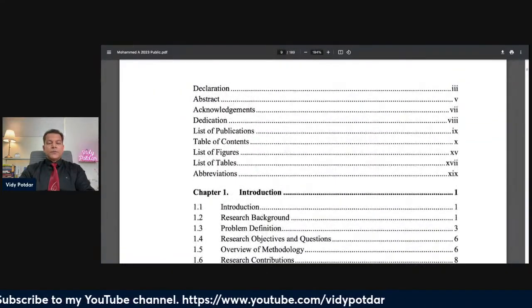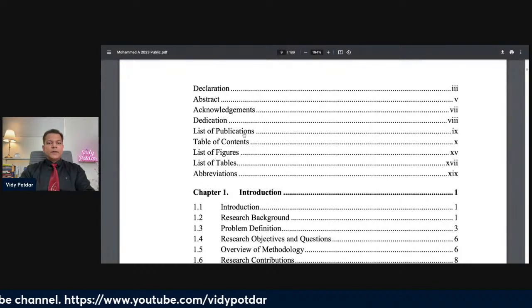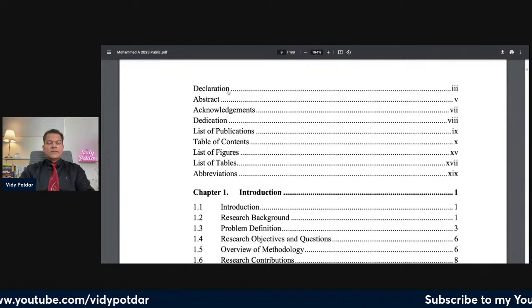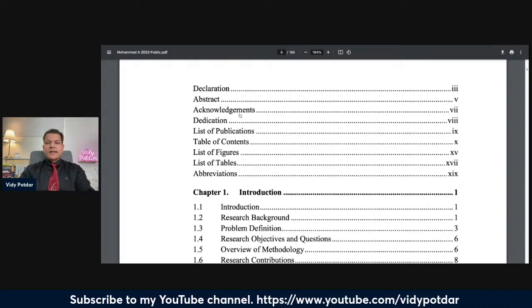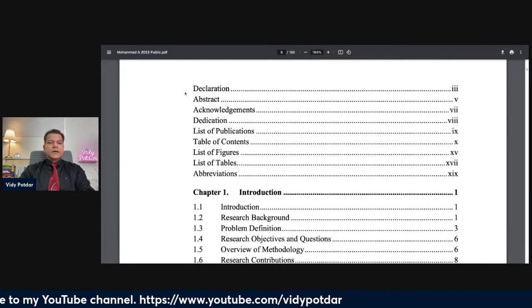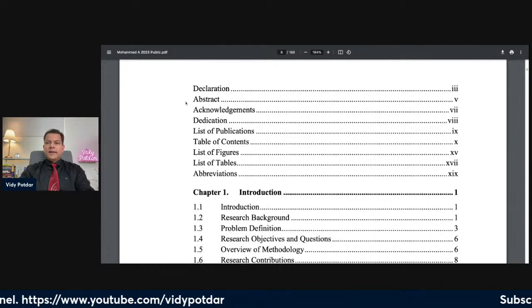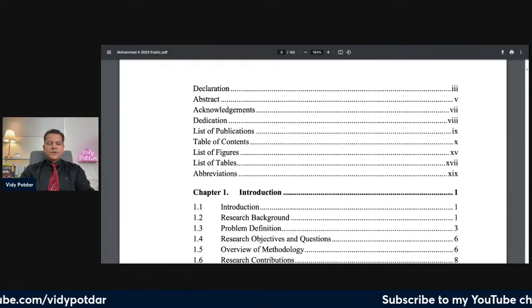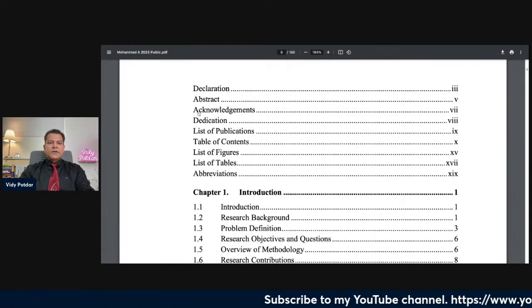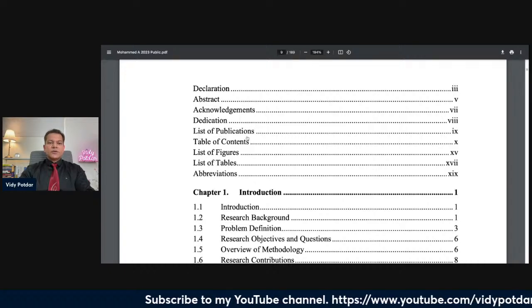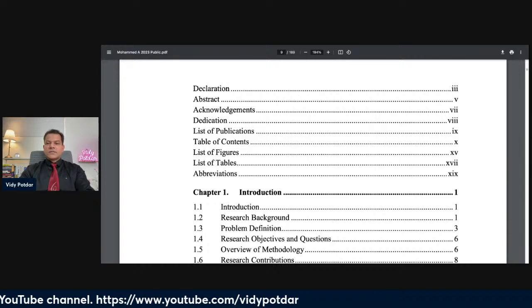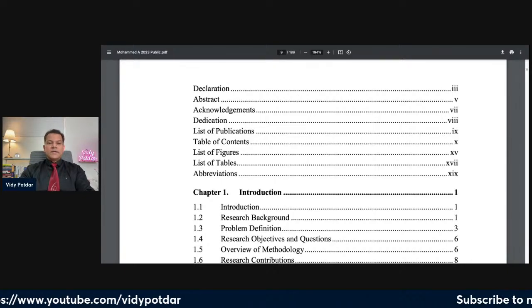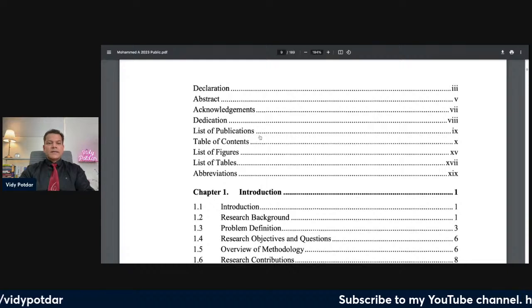The other thing that you can also view is that typically you will have a declaration that this is your own piece of work, and that you have taken all possible steps to ensure that there is nothing in the thesis which has not been appropriately cited. You have an abstract, you give some acknowledgements, you have a list of publications. If you have published research or journal papers or conference papers during your PhD, then you list those publications as well.